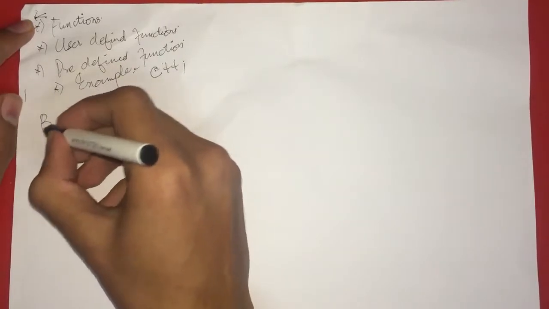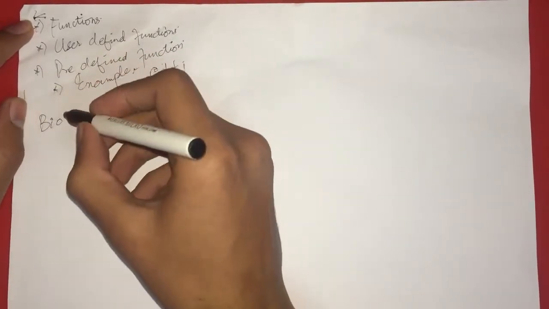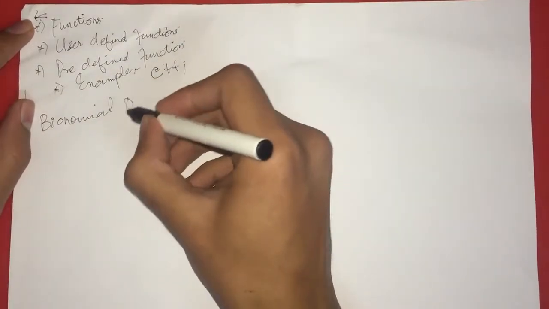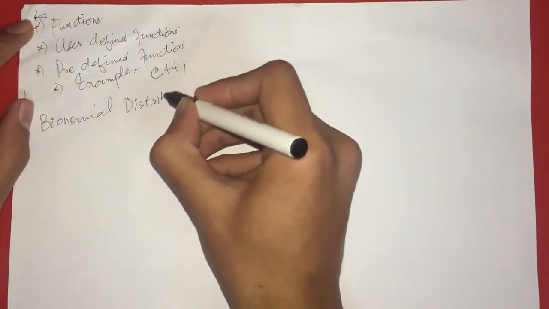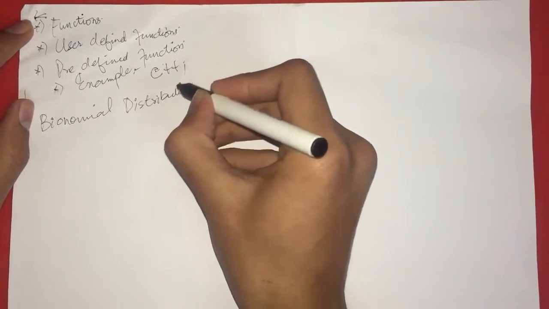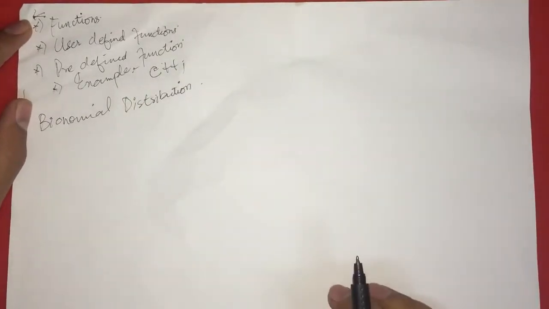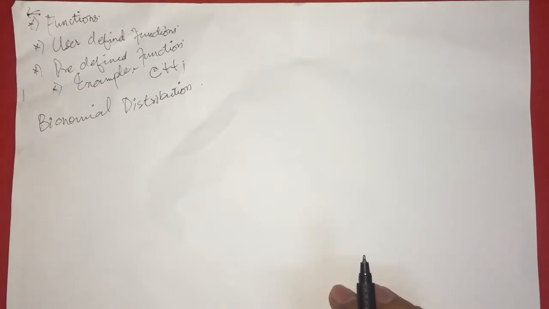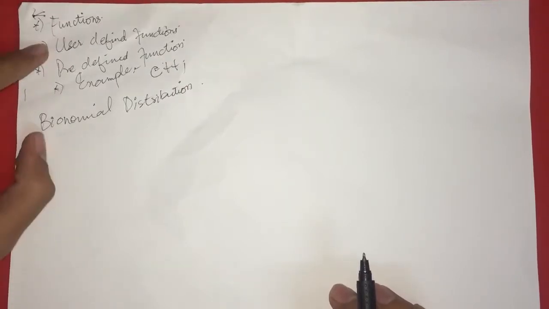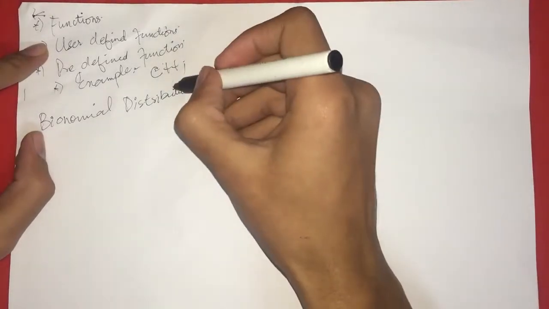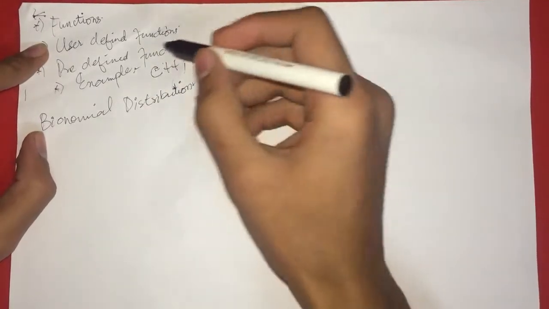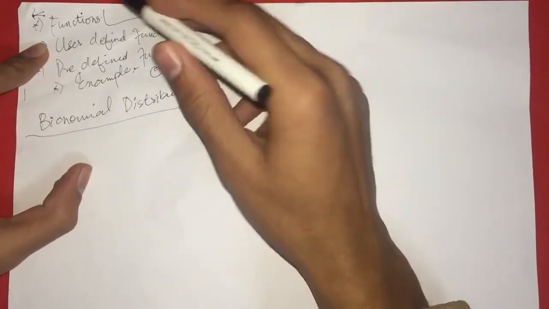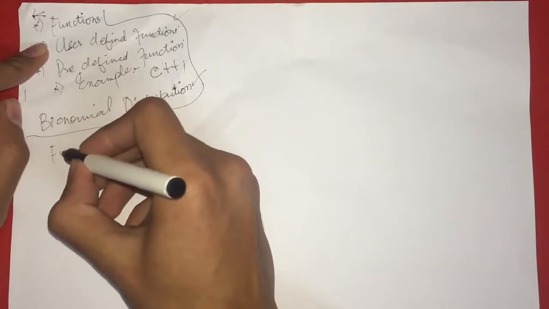And then we are going to learn what we learned in statistics today. We learned about binomial distribution. I'm going to discuss what is binomial distribution, the formula for binomial distribution, and how you calculate it. I hope in this video we'll have time to discuss all of these topics. So let's start with functions.